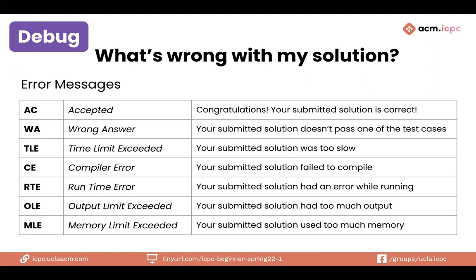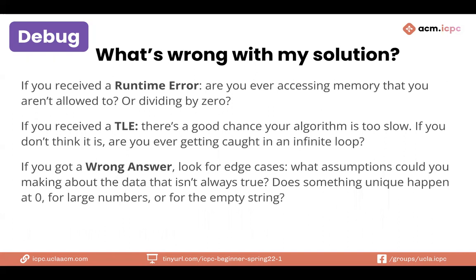If you get a compiler error, you should probably be able to catch that before you submit to Kattis, because you can check that on your own computer. Same with the runtime error, although it is always possible. If you get an output limit exceeded or a memory limit exceeded, you're probably running into a weird problem. I don't think we'll run into that in this workshop at least. So let's move on for now.